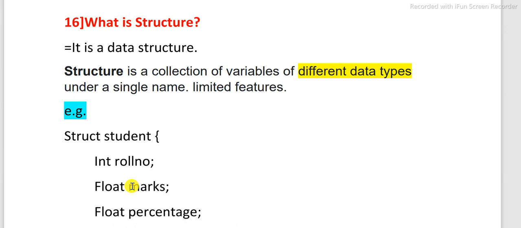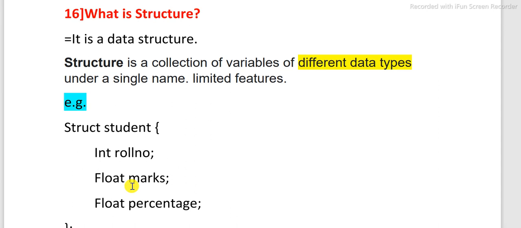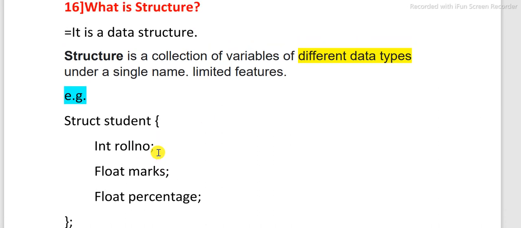What is a structure? It is basically a data type. A structure is a collection of variables of different data types under a single name, with limited features. In an array we store all homogeneous elements, but in a structure we can use different elements, which are always stored in a single unit, and it has limited features as compared to a class. Now we will come to class after this question.